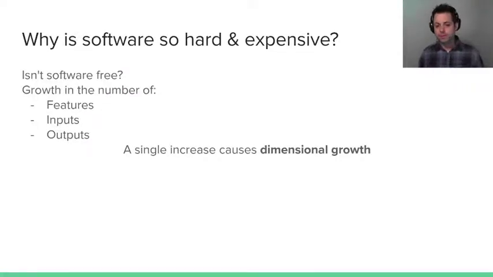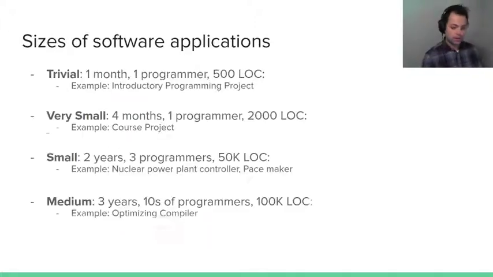So, anytime that we have an increase in something, there's going to be some kind of a dimensional growth. And what does dimensional growth mean? Think of how many people have to be employed, how many lines of code have to be maintained, how many test cases have to be run. There is just a whole lot going on here, right?